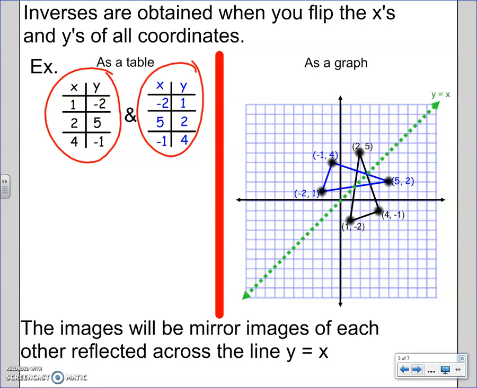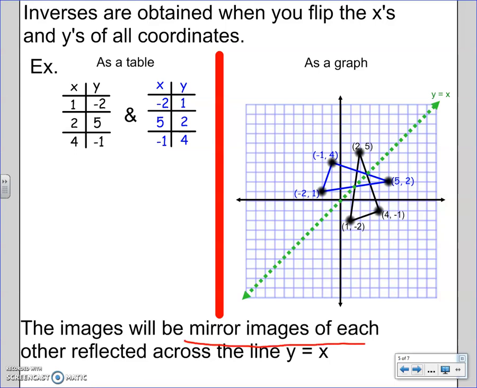All right, on a graph, if I graph all those points, you will see the picture. They're the same triangle, but they are kind of turned, or actually inverted is the word. And they should be mirror images of each other, reflected across the diagonal line y equals x. So basically you can fold them over that diagonal line, and they should overlap perfectly.